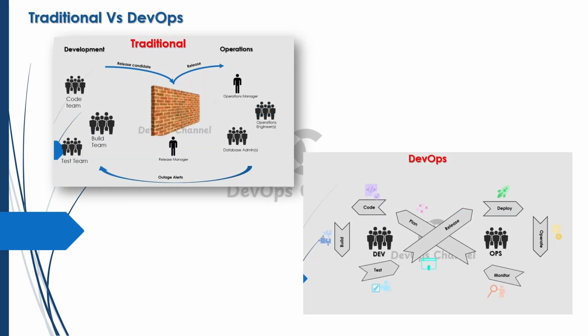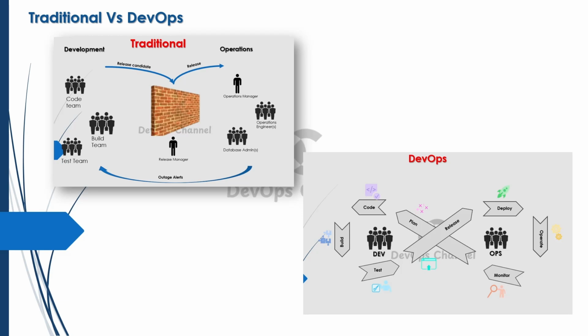So in the traditional method, there are different development and operations teams. They are working individually, and within these teams there are sub teams that also work individually. There is no communication between them unless it is required, right? Between these, there is a release manager who works as a gate or a wall, and decides whether it is a release candidate for the operations team or not, and then it is released.